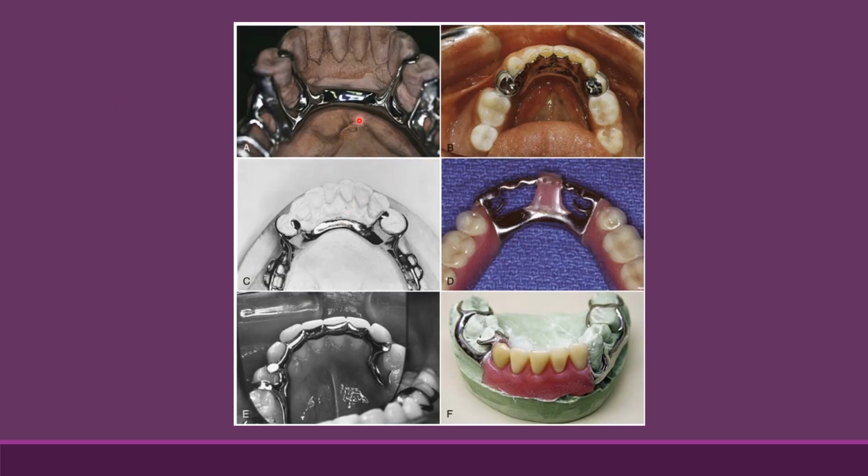This is your lingual bar. This is your lingual plate. Then you have the sublingual bar. The difference between the lingual bar and the sublingual bar is that the lingual bar is placed on the lingual area, while the sublingual bar is placed in the floor of the mouth, below the lingual area. That's why it is called the sublingual bar.